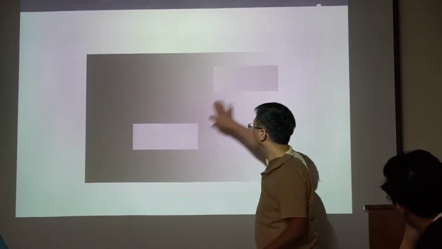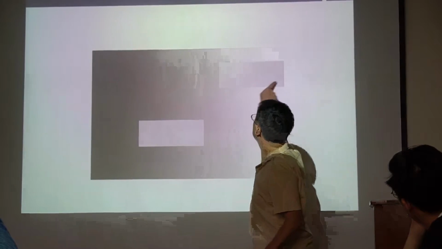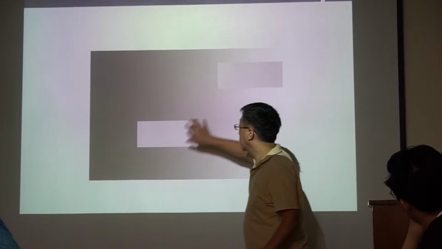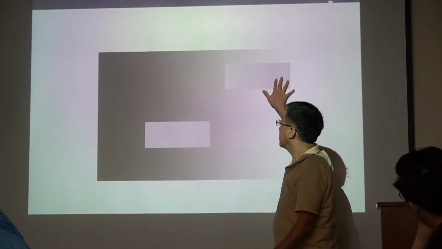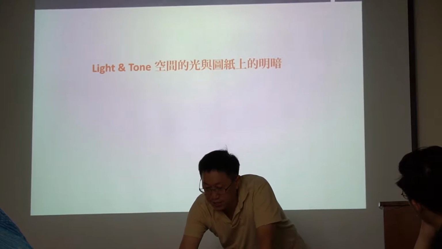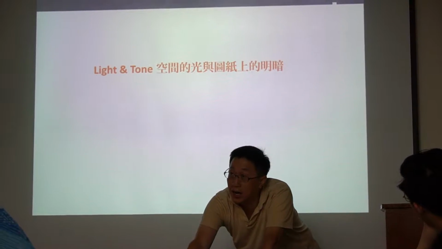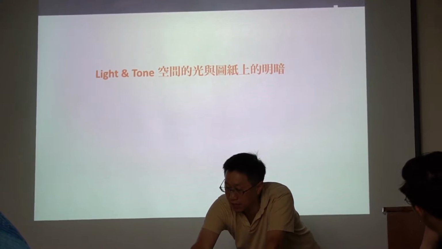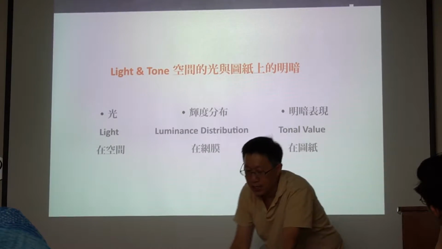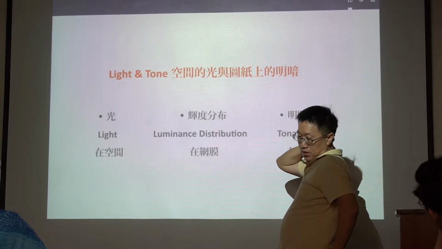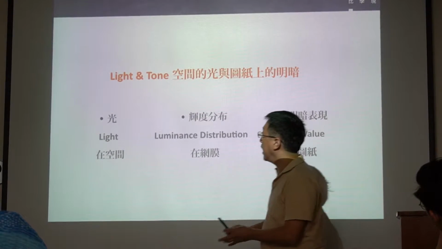If I move this much to here, the contrast wasn't as great as here. It's just because the contrast here wasn't as great as here. So this actually tells you one thing: we won't be able to trust our eye, because our visual system sometimes doesn't function perfectly. If we go back to the fundamental scientific things, this is the light.